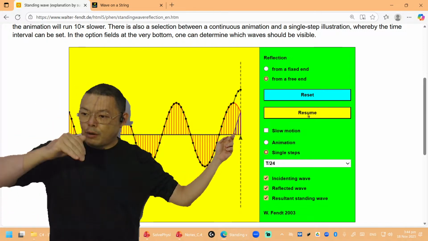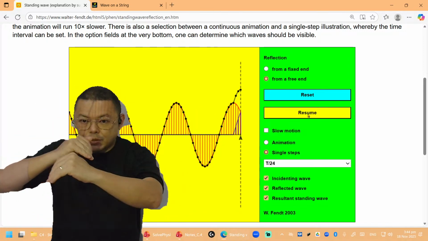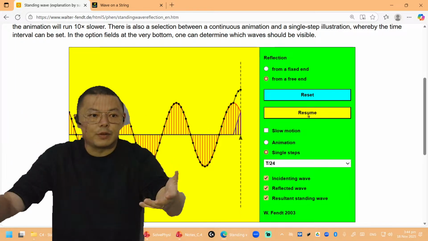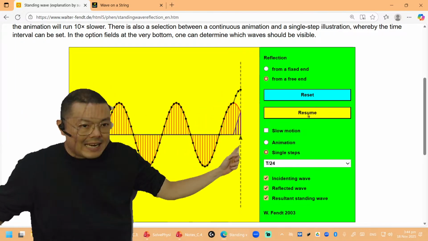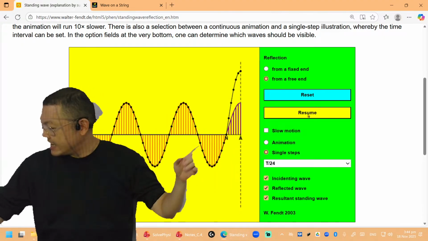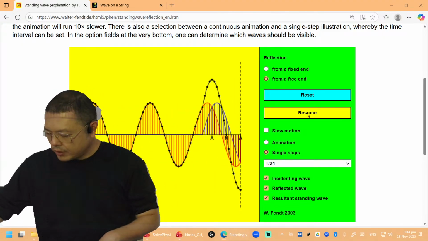So you have a positive amplitude and another positive amplitude. They're interfering with one another. What do you get? You get constructive interference, and that's why for free ends, it's always an antinode. So you end up having an antinode like that. Then you continue and all that.